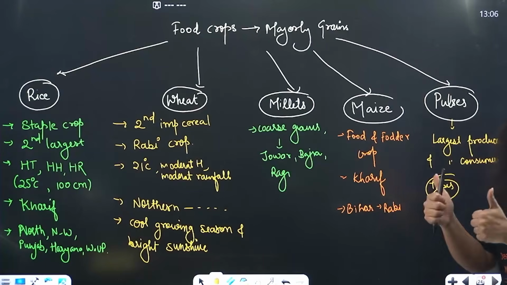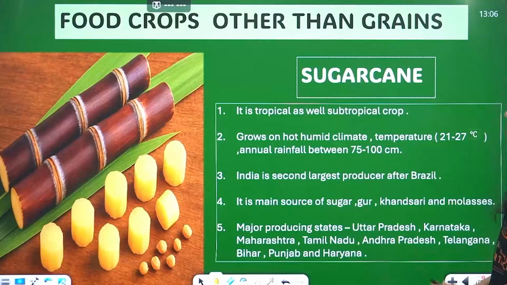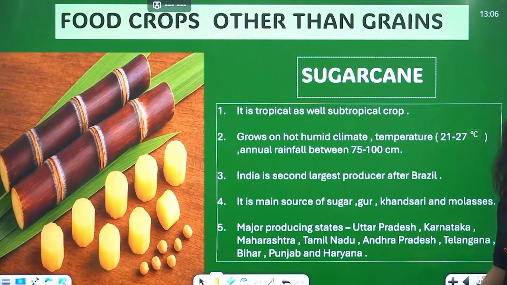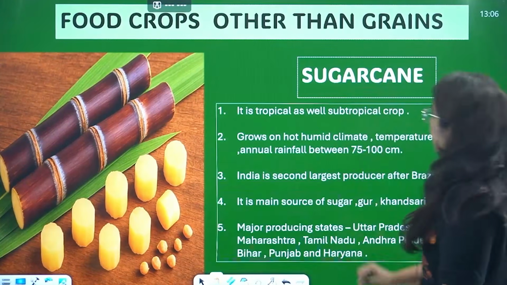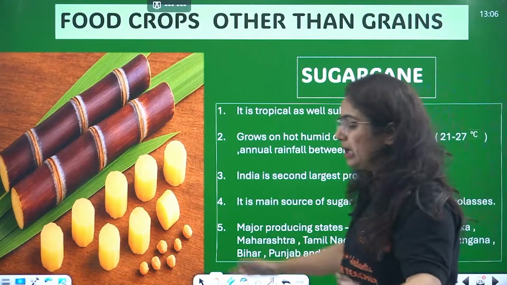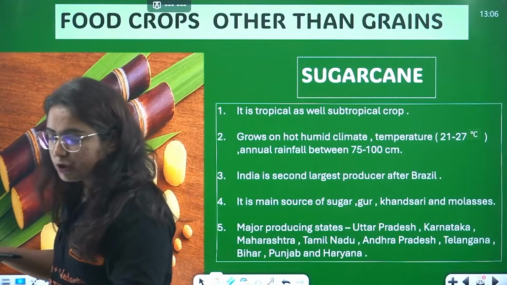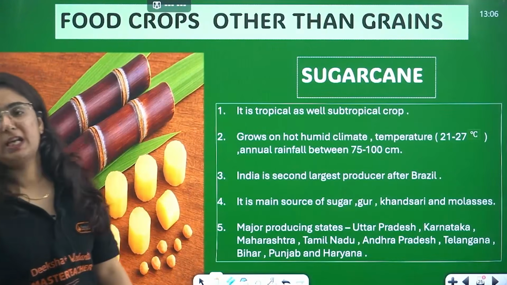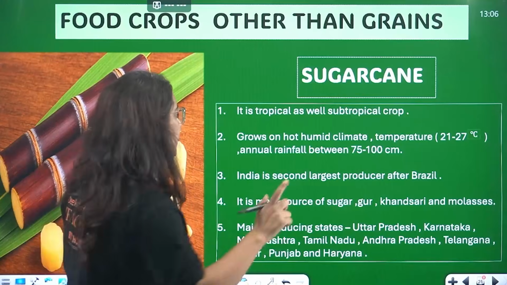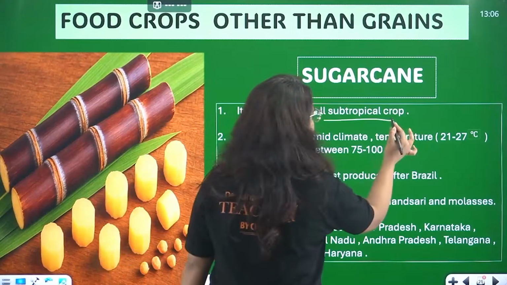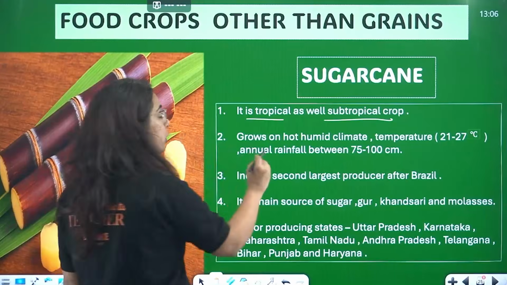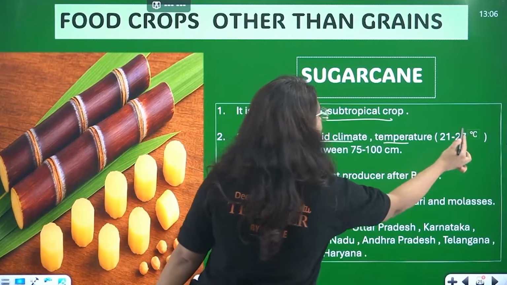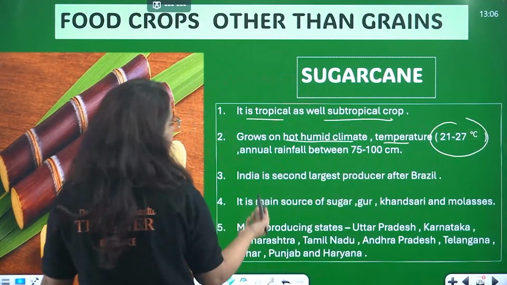Moving towards the food crops other than grains, the food crops that are not grains. We will start with sugarcane. Sugarcane is a very important crop for India. It is grown in tropical as well as subtropical regions, in a hot, humid climate, with temperature around 21 to 27 degrees Celsius.